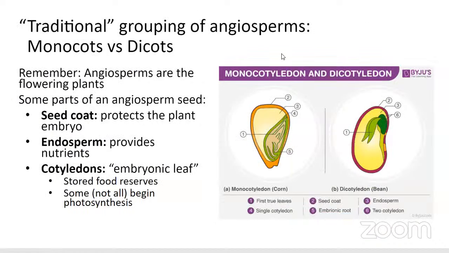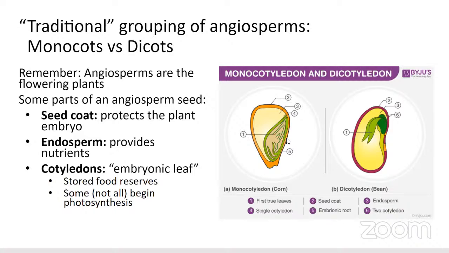Thinking about monocots versus dicots, this is something that's relatively easy to identify on site. One of the traditional ways that they're defined is based on the seed. When we're looking at the seed, we have our seed coat, which is going to protect the plant embryo. We have the endosperm, which is one of those structures that's created by the double fertilization event, the one where we're not fertilizing the egg, but fertilizing the polar bodies. And then we have the cotyledons, which are embryonic leaves.